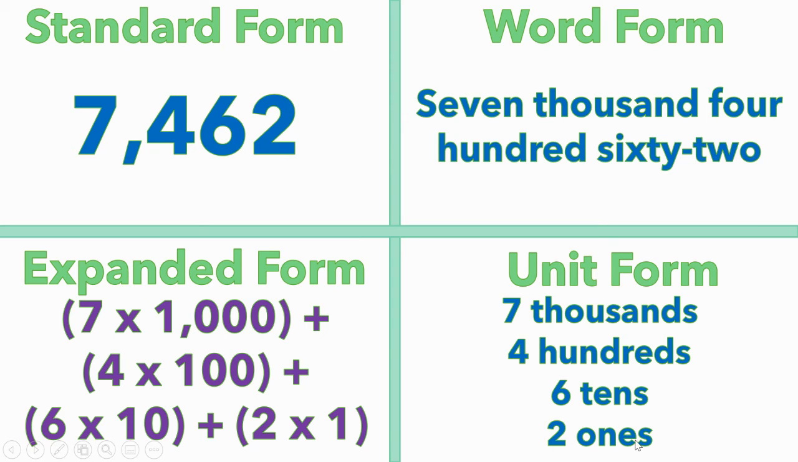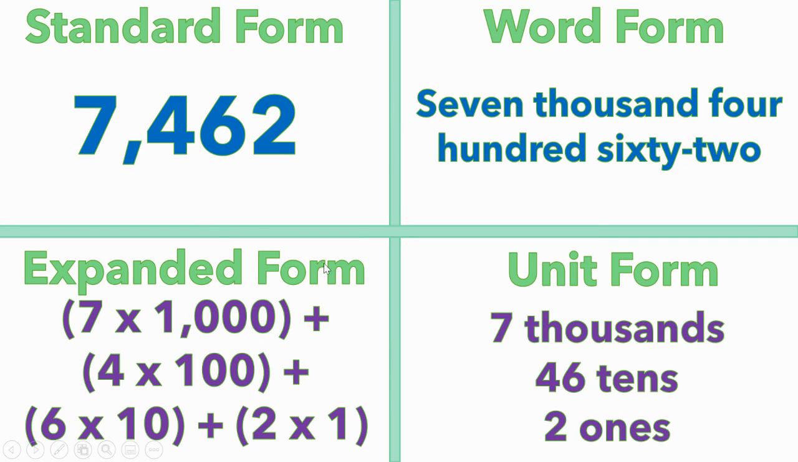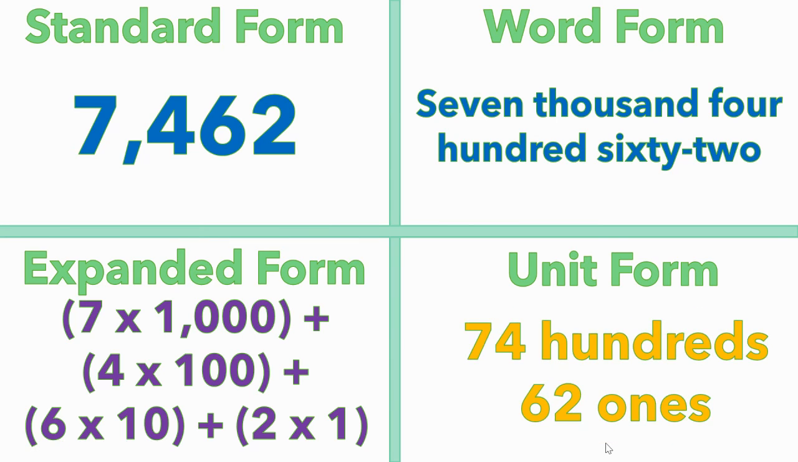We can also combine place values. So here we have a 7 in the thousands place. Here we have 4 hundreds and 6 tens, which can also be represented as 46 tens since the 6 is in the tens place. And then we have 2 ones. We can combine place values further, and we can say 74 hundreds because there's a 4 in the hundreds place, so there's a total of 74 hundreds, and then 62 ones. Any of those ways is acceptable for unit form.